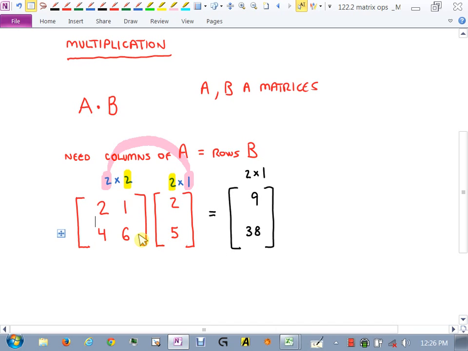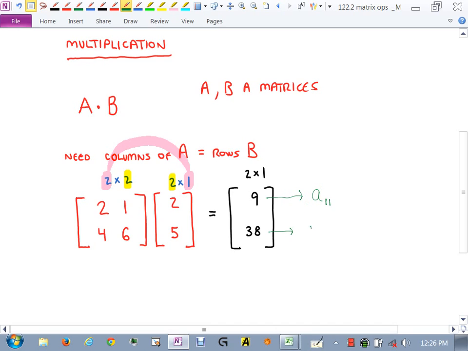Yeah, you're doing row 1 times column 1. Okay, so back up here. How do I get this number? This number is in what position? It's in what row? First row. Which column? First column.